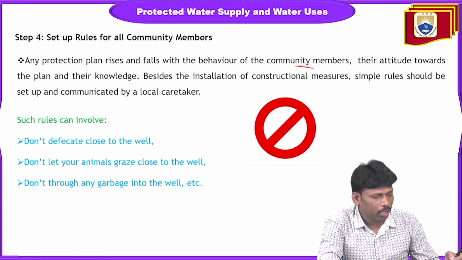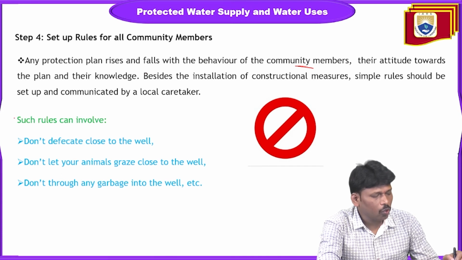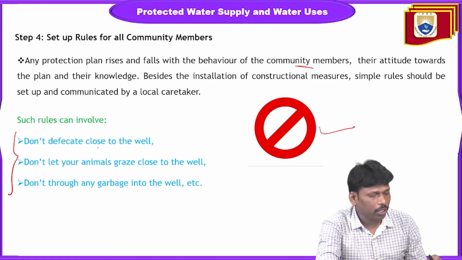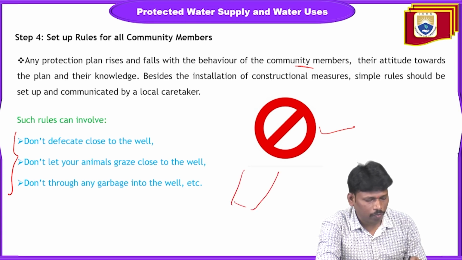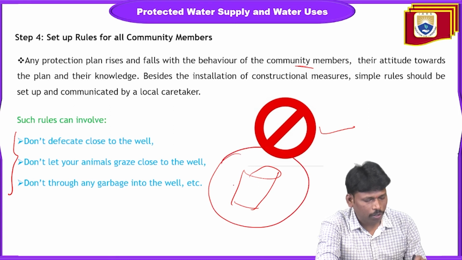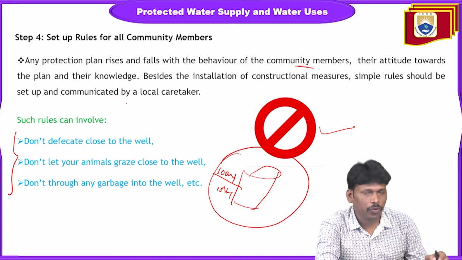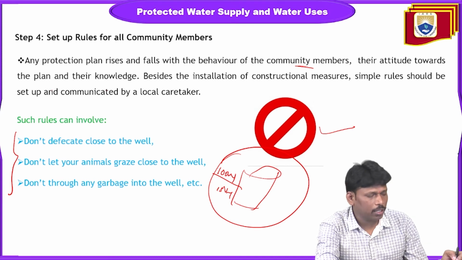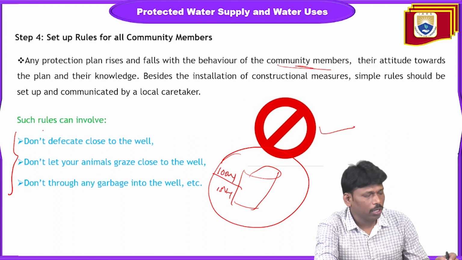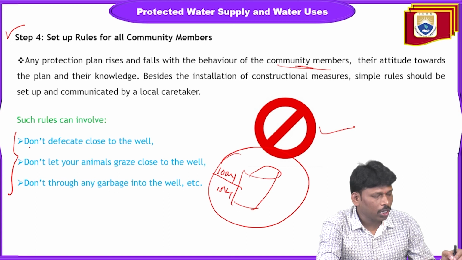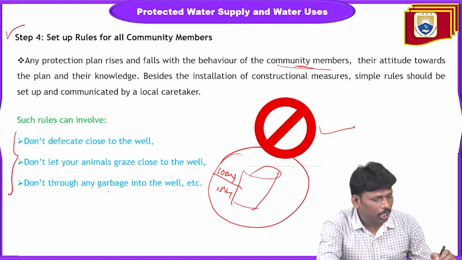the local caretakers. So those simple rules are: people do not defecate close to the well, and do not let your animals graze close to the well. Suppose this is a well, whether it may be 100 meters or 150 meters, they are supposed to maintain these things. If you provide this as guidelines, irrespective of the community members, then we can achieve this target. So here, do not defecate close to the well. Do not let your animals graze close to the well, and do not throw any garbage into the well.